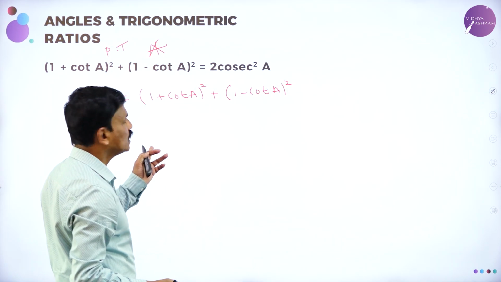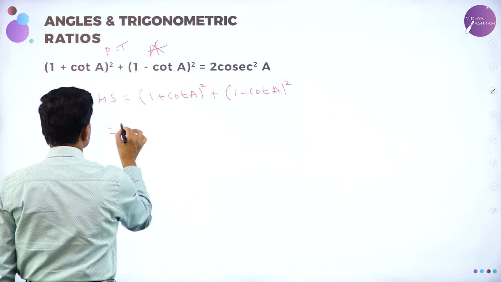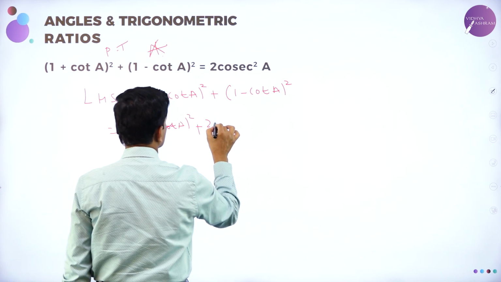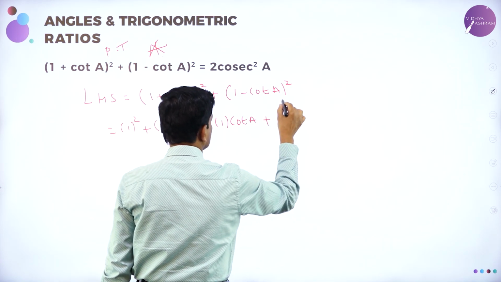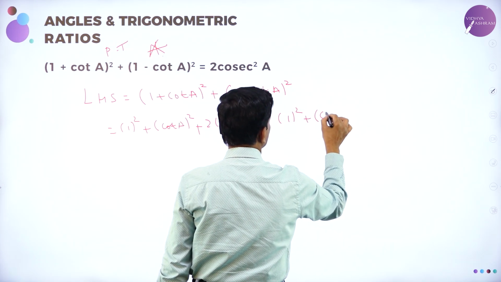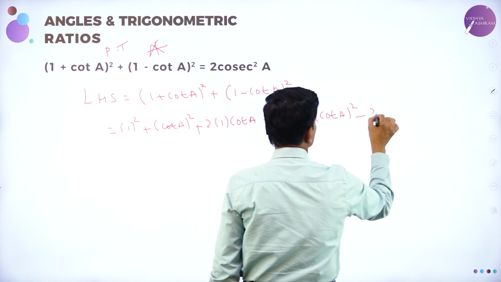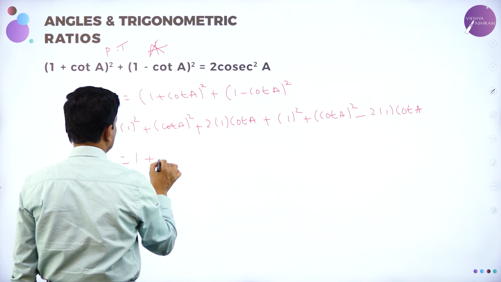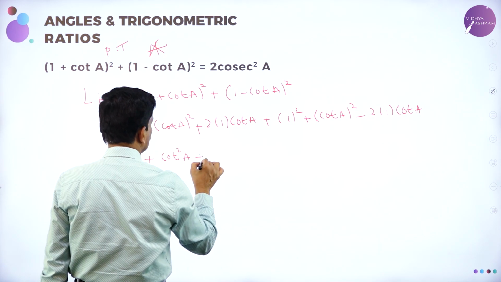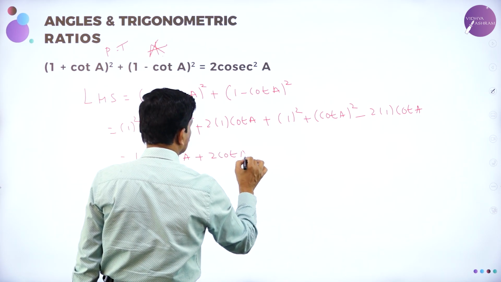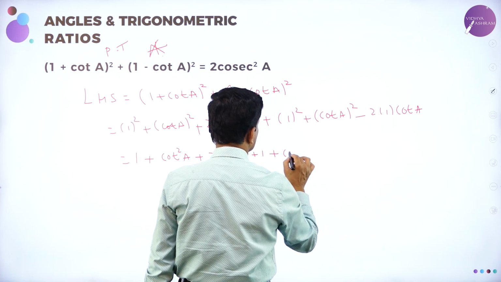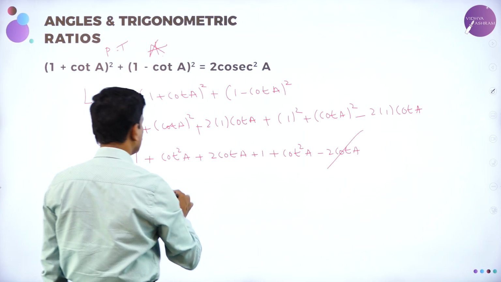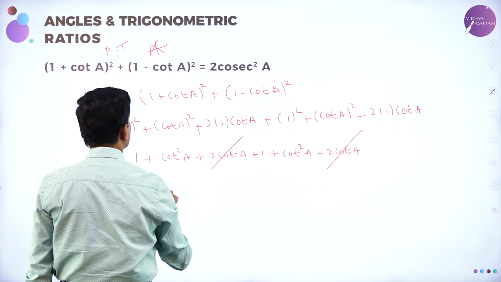1 plus cot A whole square plus 1 minus cot A whole square. Now this is of the form A plus B whole square and A minus B whole square. A plus B whole square is A square plus B square plus 2AB, that is 1 square is 1 plus cot square A plus 2 into 1 into cot A, which is 2 cot A. Similarly, A minus B whole square is A square plus B square minus 2AB, 1 plus cot square A minus 2 cot A. Plus 2 cot A and minus 2 cot A get cancelled.